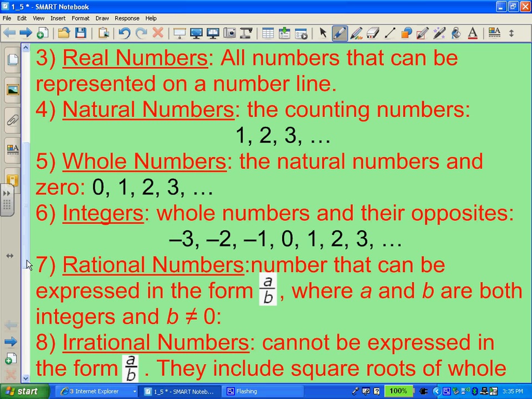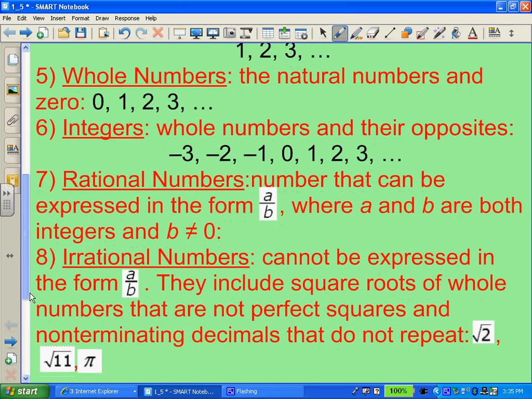Then we have the natural numbers. The natural numbers are also known as the counting numbers. They start at 1, 2, 3, etc. There's no fractions or decimals. Then we have the whole numbers. Those are the natural numbers and 0. So they start at 0, 1, 2, 3. And again, no fractions or decimals. Then we have integers. Integers are all the whole numbers as well as their opposites. So that includes the negatives, as you can see. Again, there's no decimals or fractions, but it's all your negative numbers and your positive numbers.